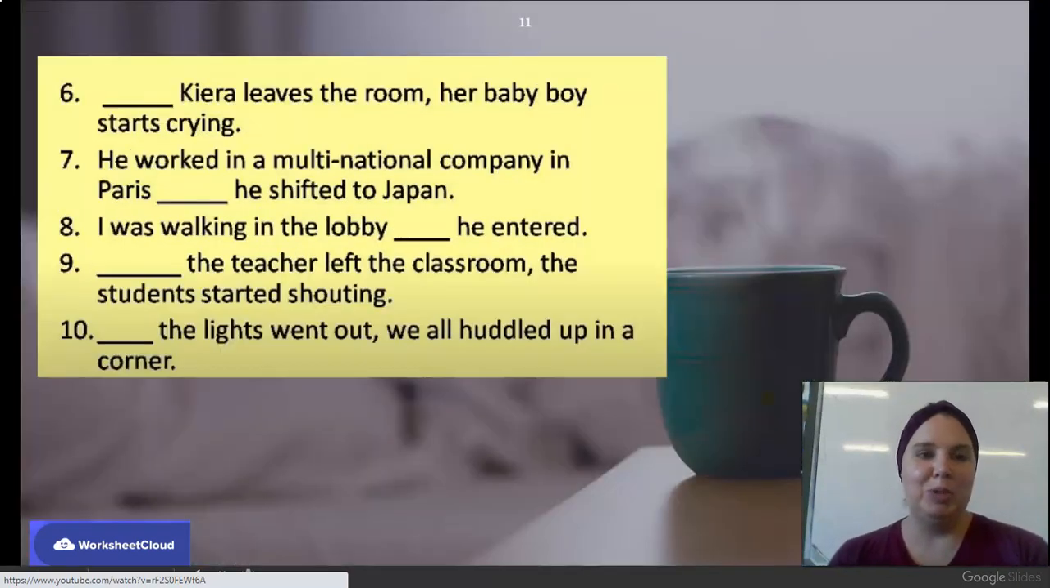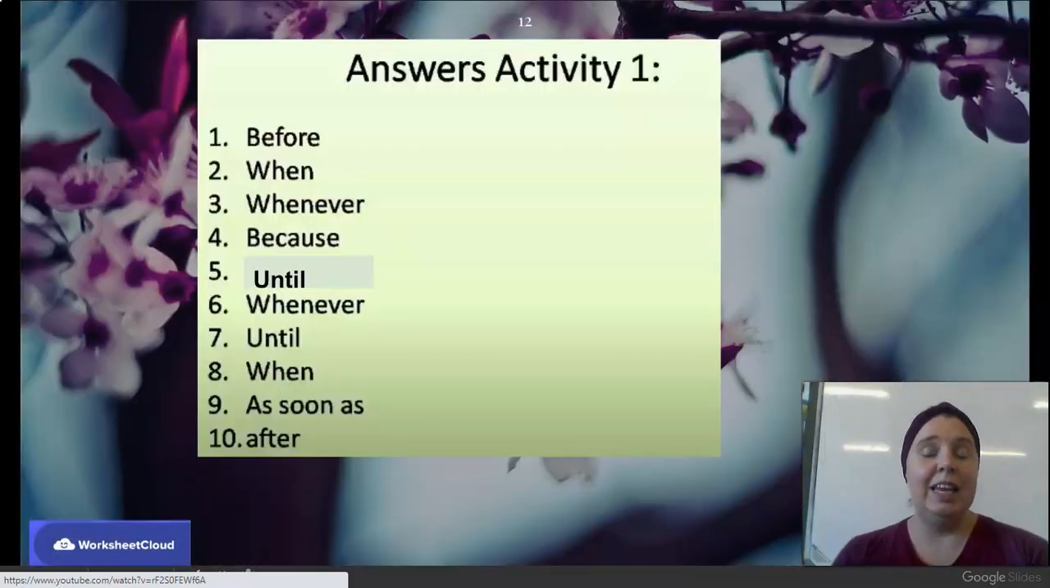Right, I hope you were able to work through those first 5. You can again pause. Here are the next 5. All right, let's have a look at the answers. I'll switch between the activity as well.